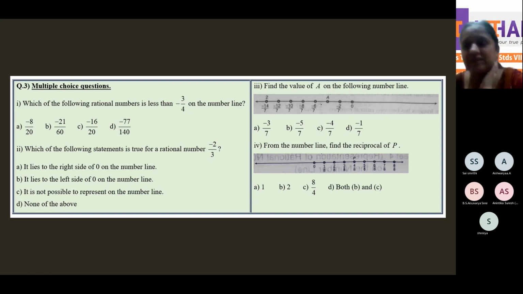Okay, so it's actually the rational number that lies exactly in the middle. A represents the point on the number line between -2/7 and -6/7. So how do you find that? -2/7, the series goes in even numbers, so -4/7 out of the options.